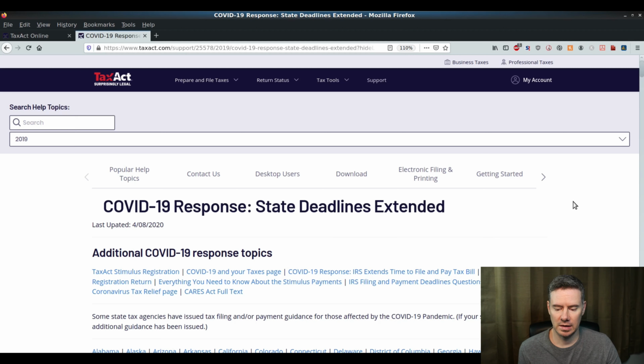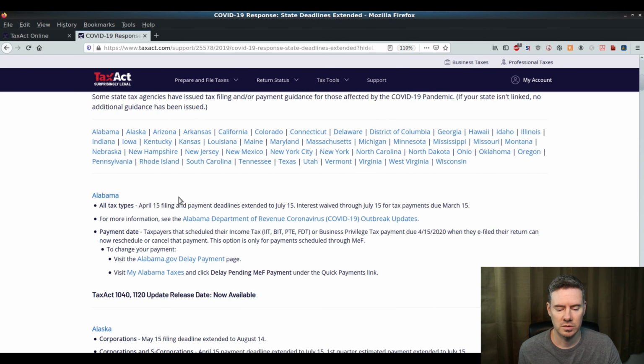So state deadlines extended, and they list a bunch of states. We'll look at those states here in a second. So here's the list of states, and there are four states missing from this list: Nevada, South Dakota, Washington, and Wyoming are missing from this for some reason.